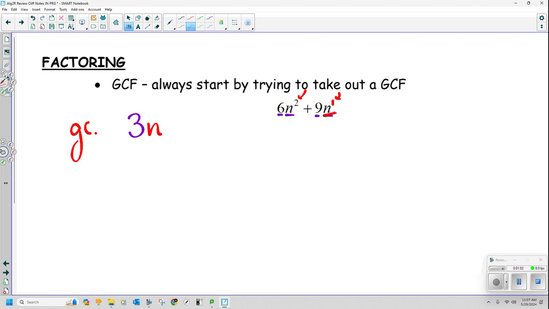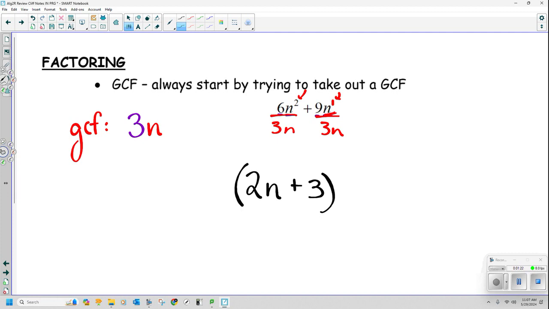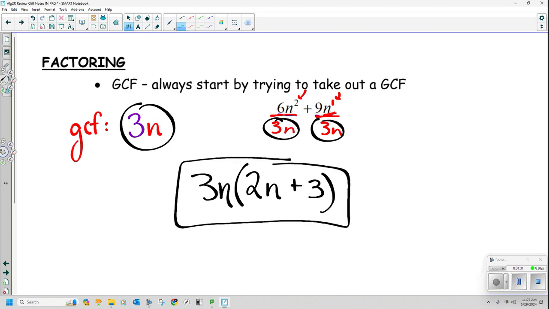This is my GCF, okay? I need to divide that out of both terms. And what I have left, okay, 2n plus 3. This is factored, but don't forget, my GCF, I always need to write that out front. And there you go. Factored completely. There's nothing more I can factor out of this parenthesis.